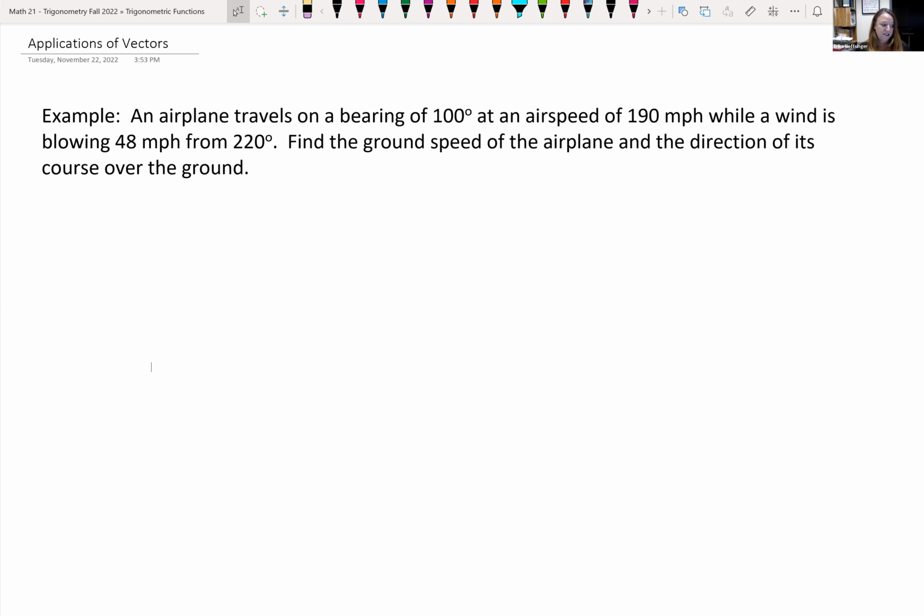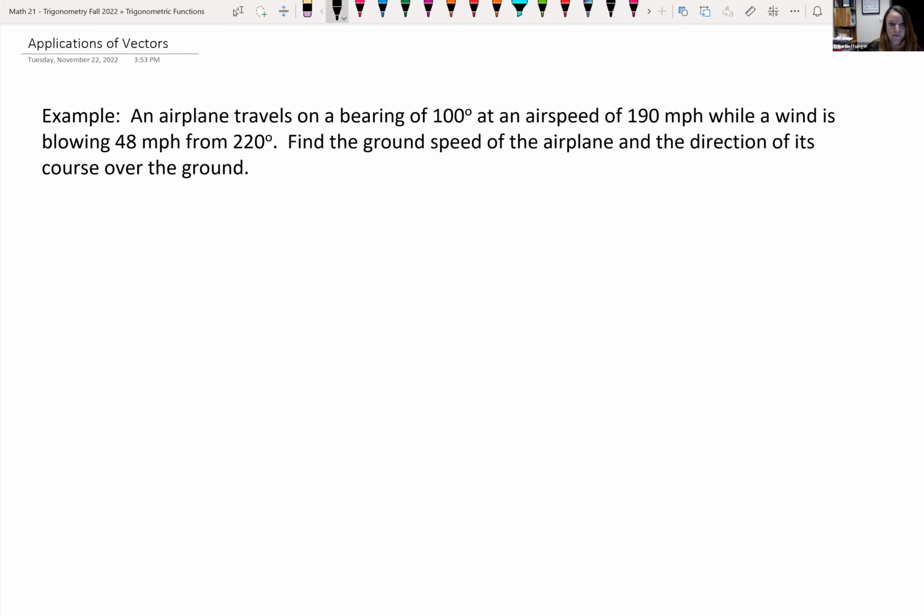So in front of us, we have an example where an airplane travels on a bearing of 100 degrees at an airspeed of 190 miles per hour, while a wind is blowing 48 miles per hour from 220 degrees. We want to find the ground speed of the airplane and the direction of its course over the ground. So the first thing that we want to do is create our vectors. So let's write our vectors.